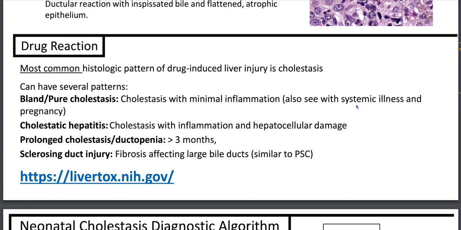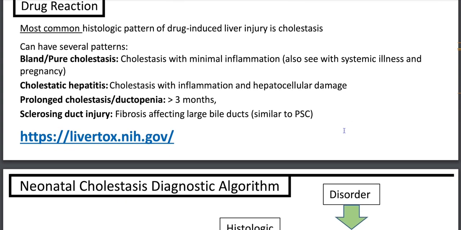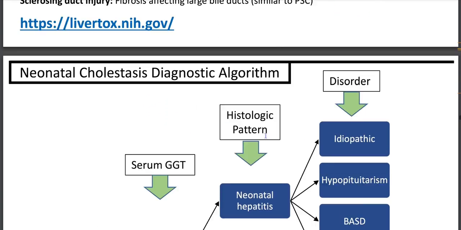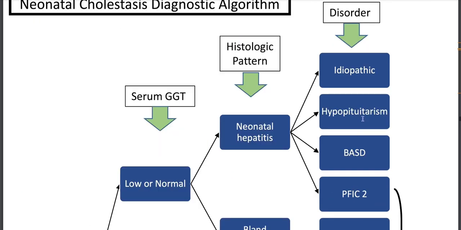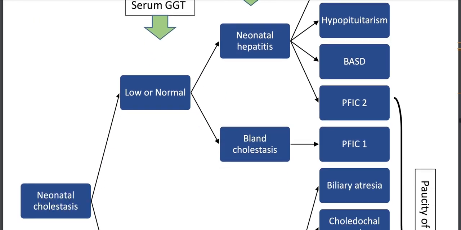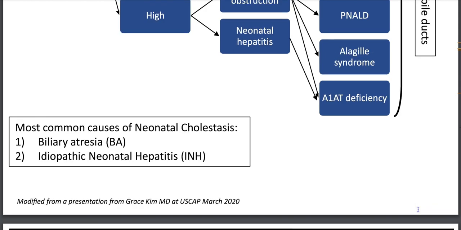You can have cholestatic hepatitis, and this is cholestasis with inflammation and hepatocellular damage, prolonged cholestasis or ductopenia that lasts greater than 3 months, and sclerosing duct injury, which is fibrosis affecting large bile ducts, kind of similar to primary sclerosing cholangitis. I'll leave this here for your review, but from here to here, the issue is the paucity of intrahepatic bile ducts. And the most common causes of neonatal cholestasis are biliary atresia and idiopathic neonatal hepatitis.